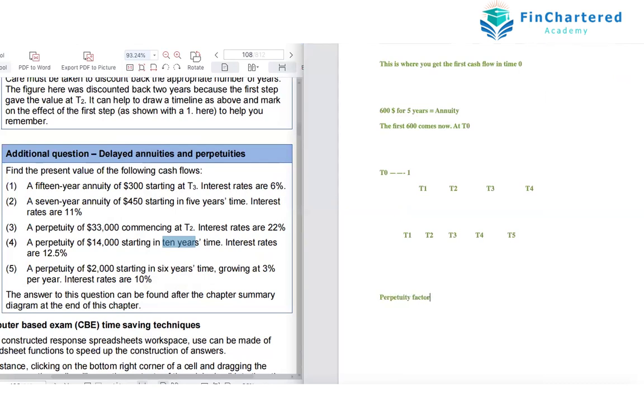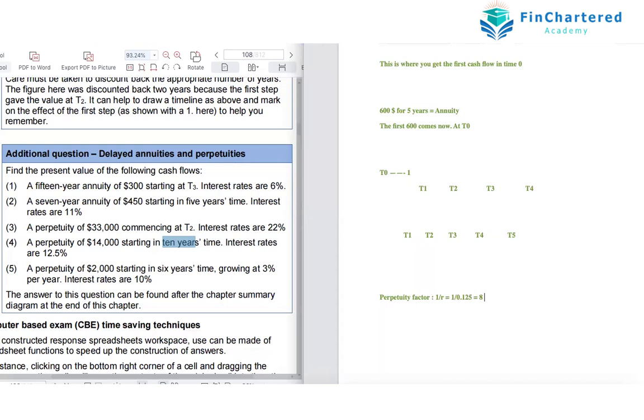Factor is 1 divided by R. R here is 12.5%. So perpetuity factor 1 divided by 12.5% is 1 divided by 0.125, which is 8. So you got the perpetuity factor.